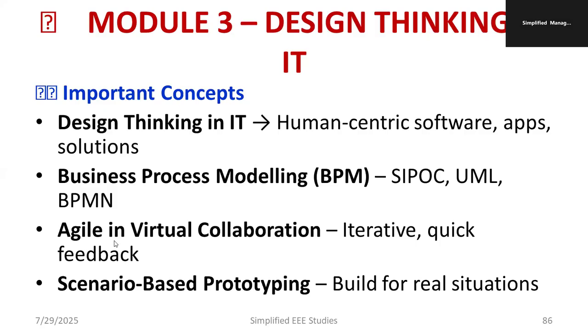One of the methods is called agile manufacturing. Most automobile companies go for agile manufacturing, scenario-based prototyping, built for real situations. Based on the circumstances of the situation, you are going to develop the prototype. For example, COVID. COVID happened immediately, so you made a vaccine kind of thing, and there was sanitization.